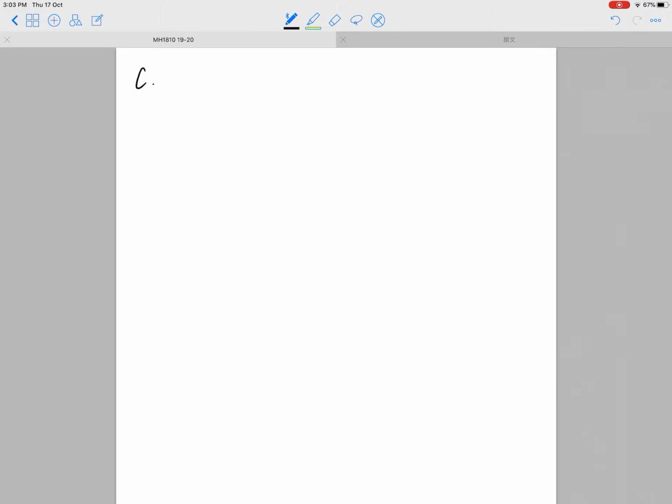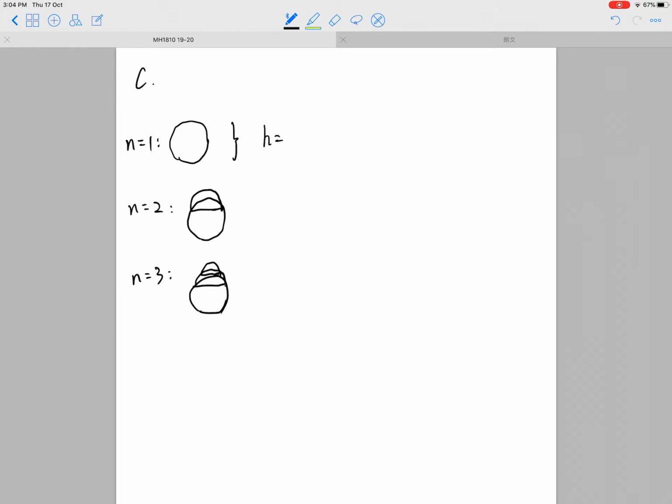Okay, for the challenging problem, you have one square and n minus 1 hemispheres. For example, n equals 1, right? This is the case when n equals 1. N equals 2, it's just one circle and one hemisphere, right? When n is 3, it's like one circle, one hemisphere, and another hemisphere. You can see you can adjust the location of the hemisphere, right? So the total height will change. So here the height is given, right? The height is just 2.